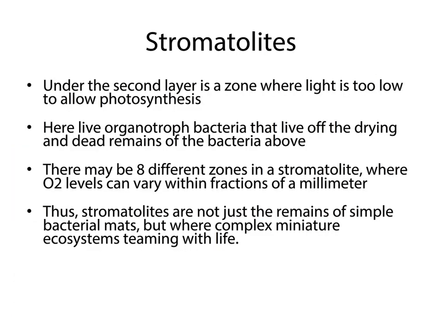Now this is the super, super cool part, okay? So underneath that layer is a zone where light is too low to allow photosynthesis. So that's where the organotroph bacteria live. Those guys live off the drying and dead remains of the bacteria above. In fact, you can have up to 8 different zones in a stromatolite where oxygen levels can vary within a fraction of a millimeter. So you have all these different types of bacteria living in this tiny little ecosystem. The stromatolites are not just remains of simple bacteria mats, but basically a complex miniature ecosystem that was teeming with life at one point. You've got to admit, that is so cool.